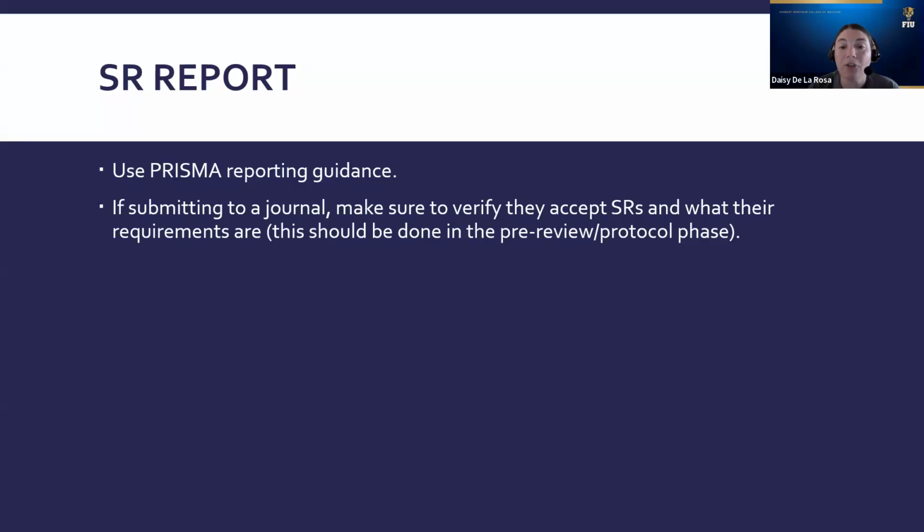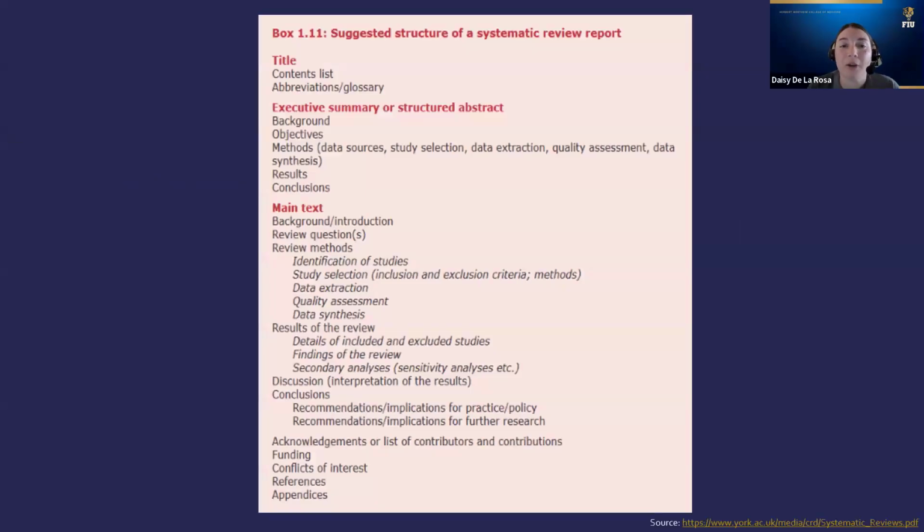If you're submitting to a journal, make sure that they do accept systematic reviews and what their particular requirements are for the systematic review. And again, this should be done in that pre-review protocol phase. Here's just a suggested structure of a systematic review report, which is going to follow PRISMA pretty closely.